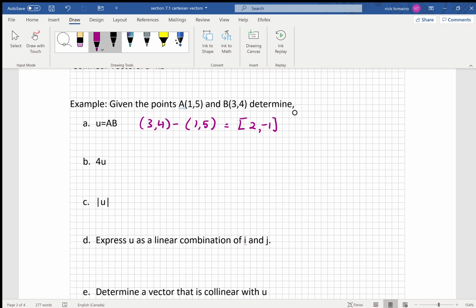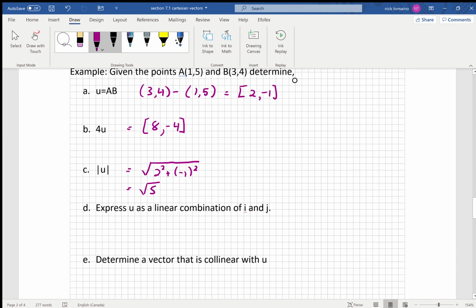Okay, now 4u is going to equal 4 times 2 is 8, 4 times negative 1 is negative 4. The magnitude of u is going to equal the square root of 2 squared plus negative 1 squared, which is root 5. Okay, and express u as a linear combination of i and j. u is equal to 2i minus j. There's our hats, should put our arrows.